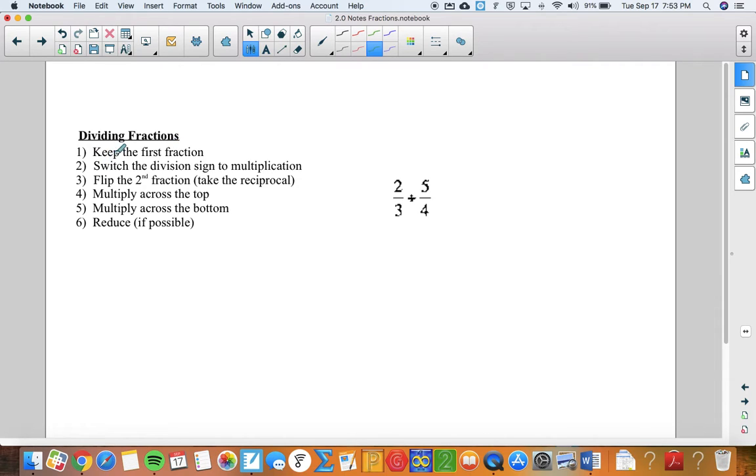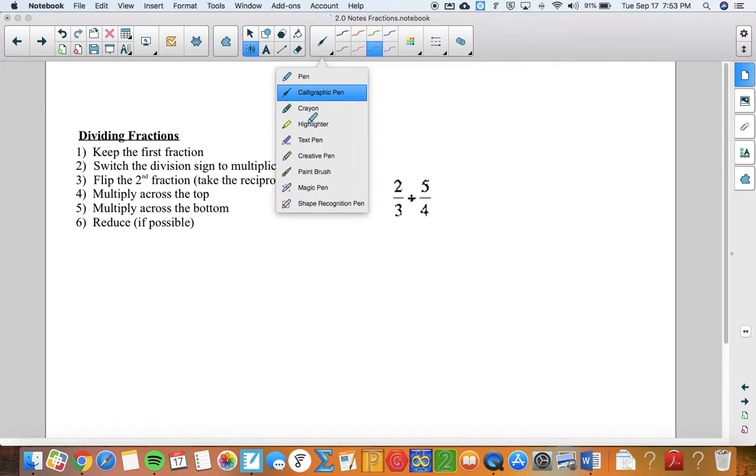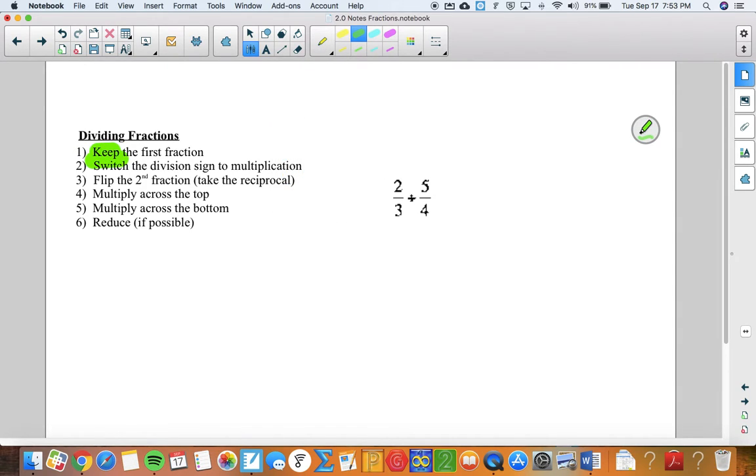Dividing fractions. If you have to do the keep, switch, flip, or keep, change, flip, or whatever, that works here. You keep the first fraction as it is. So I'm going to actually rewrite the fraction. Yes, you need to rewrite the fraction. So that's 2/3. Switch the division sign to multiplication. That cruddy looking symbol is a division sign. So I switch that to multiplication. And then flip the second fraction, which means take the reciprocal. So these two numbers switch spots. So it's 4/5 now. There we are.